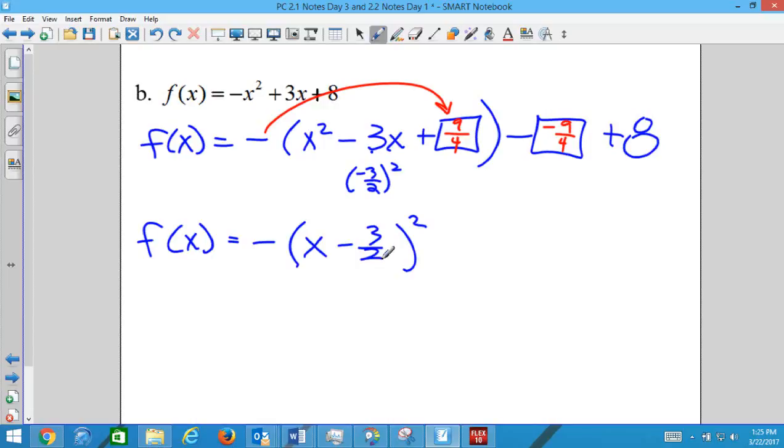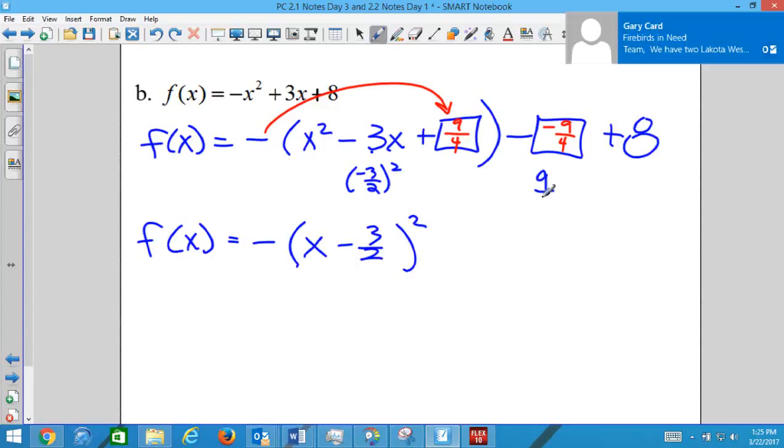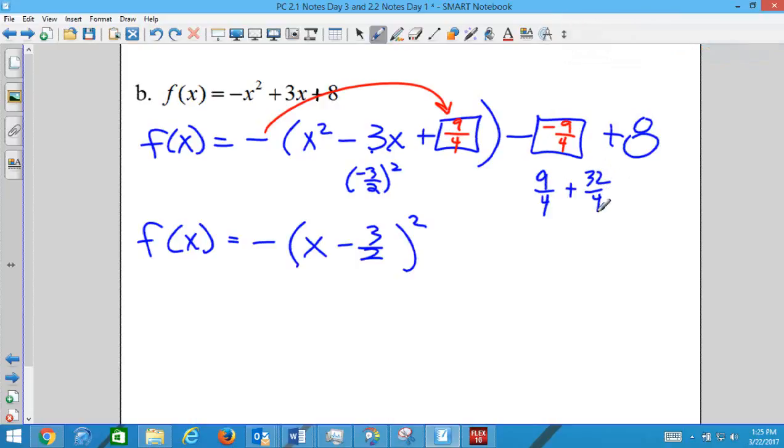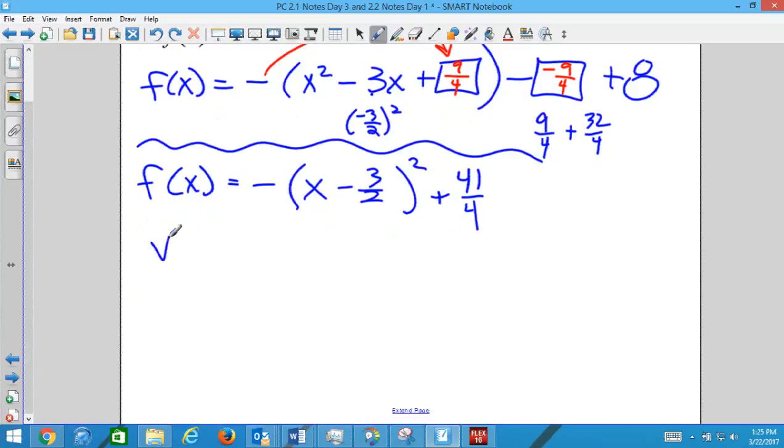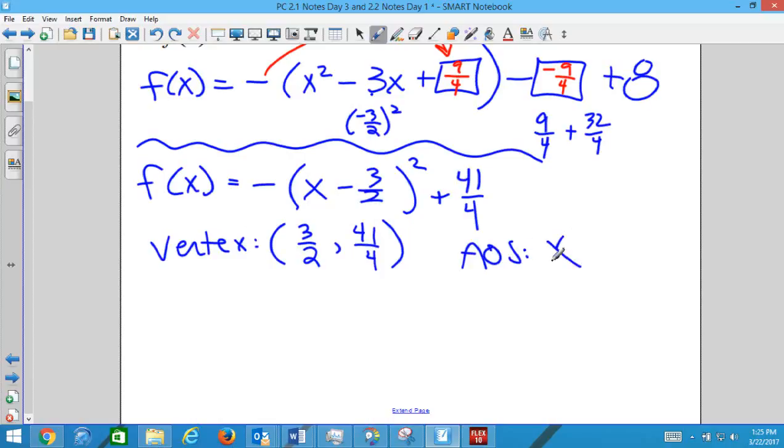Okay, so now I'm going to add these together. So I'm going to add together positive 9/4 plus 32/4. Where did I get that number from? 8. Okay. So we get 41/4. And that's vertex form. So what's our vertex? 3/2, positive 41/4. What's our AOS? X equals 3/2.